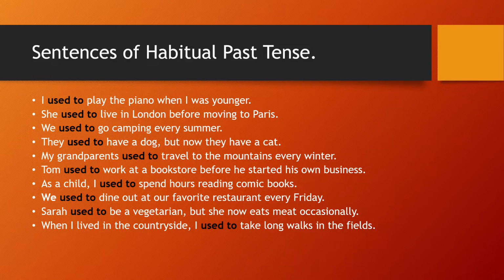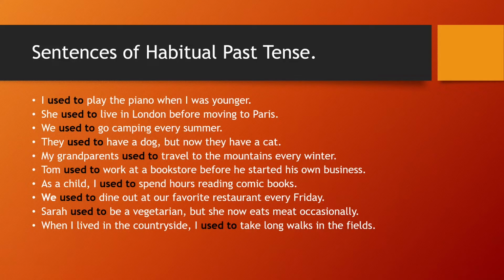To the next example, we have, "She used to live in London before moving to Paris." This example clearly tells you that she was living in London at a certain time in the past, but now at present, she is not living in London anymore. She has moved to Paris, so at present she is in Paris. So we are using habitual past tense to tell that she used to live in London.